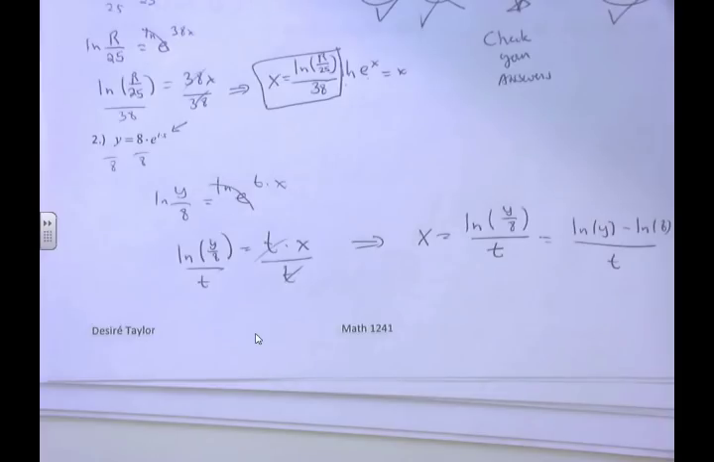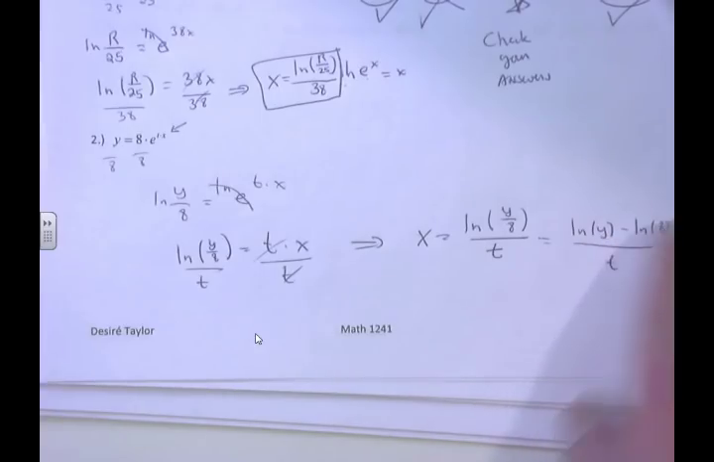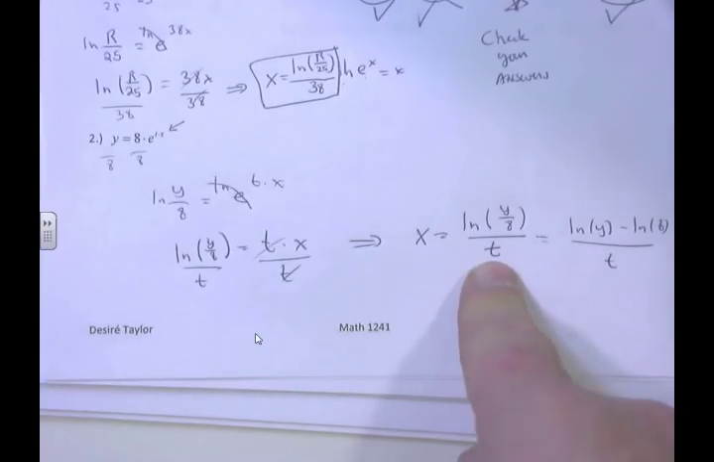If the ln was out front, so it was ln of y over 8 over t, then I would do the natural log of y minus the natural log of 8 minus the natural log of t. Because then the t would have been inside what you're taking the natural log of. We're not taking the natural log of t. He's stuck on the outside. All right.